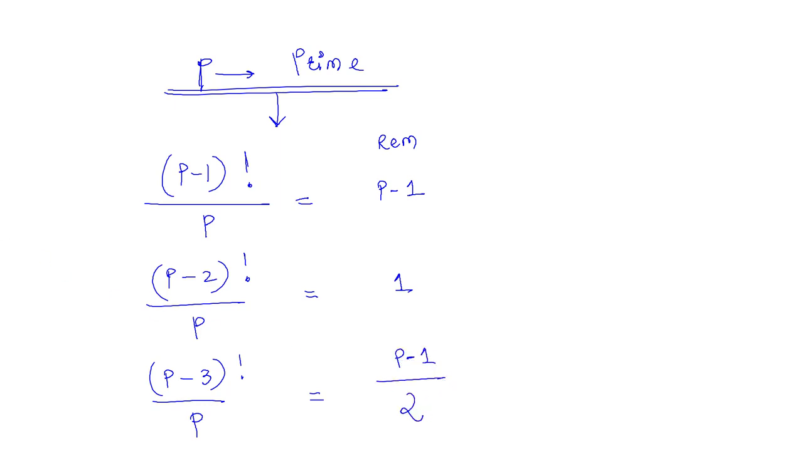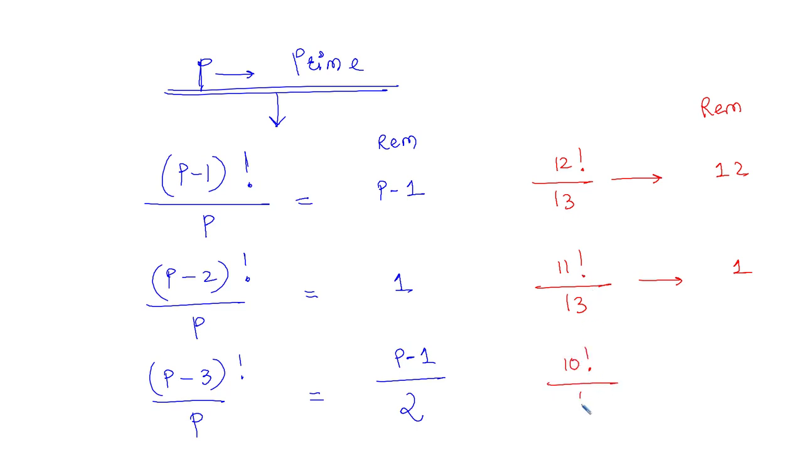For example, the example that we took is 12 factorial divided by 13. Over here 13 is a prime number, so the remainder is going to be 12. Then 11 factorial divided by 13, the remainder is going to be 1. And then 10 factorial divided by 13, the remainder is going to be 13 minus 1 divided by 2.